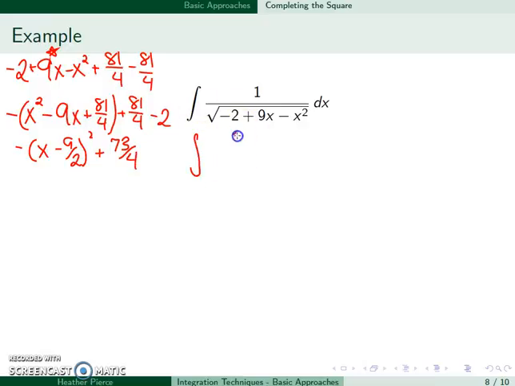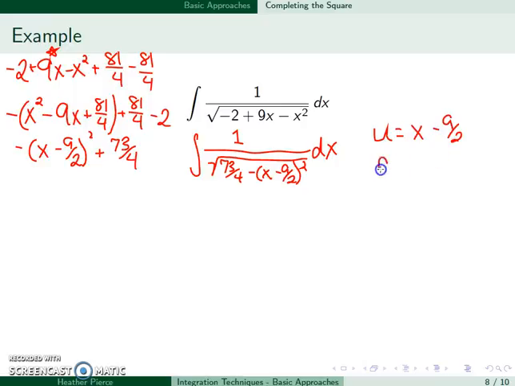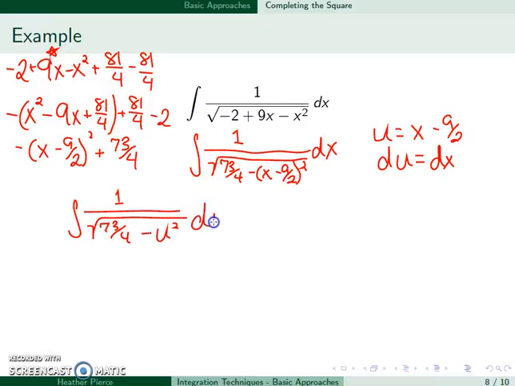So I can now rewrite this as 1 over the square root of 73 over 4 minus x minus 9 over 2 squared dx. And I'm going to do a small substitution. I'll let u be equal to x minus 9 over 2, so that du is equal to dx. So this is now the integral of 1 over the square root of 73 over 4 minus u squared du.